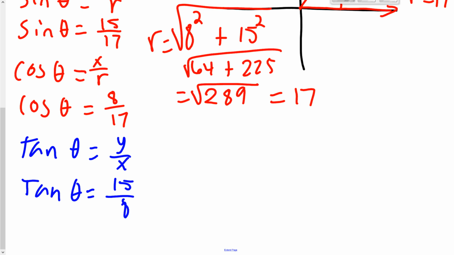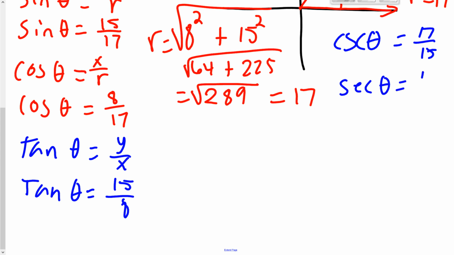Now we can do the reciprocals. Reciprocals just mean we flip them, right? So cosecant, the reciprocal of sine, is 17 over 15. Secant, the reciprocal of cosine, so we flip cosine, is 17 over 8. And then cotangent, the reciprocal of tangent, so we flip 15 over 8, and it becomes 8 over 15. So those are the 6 trig functions.